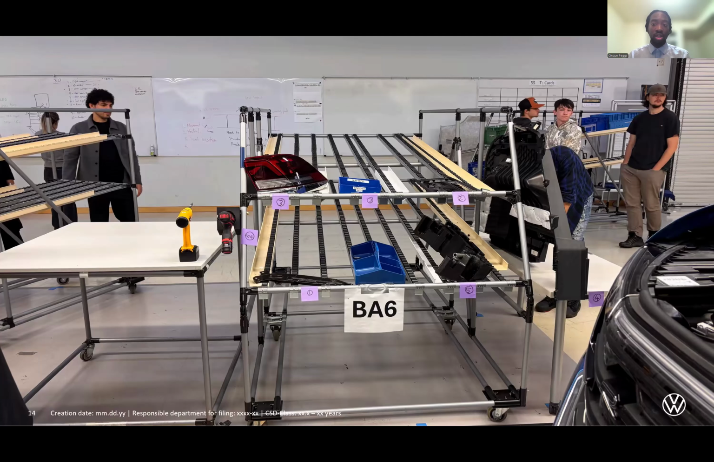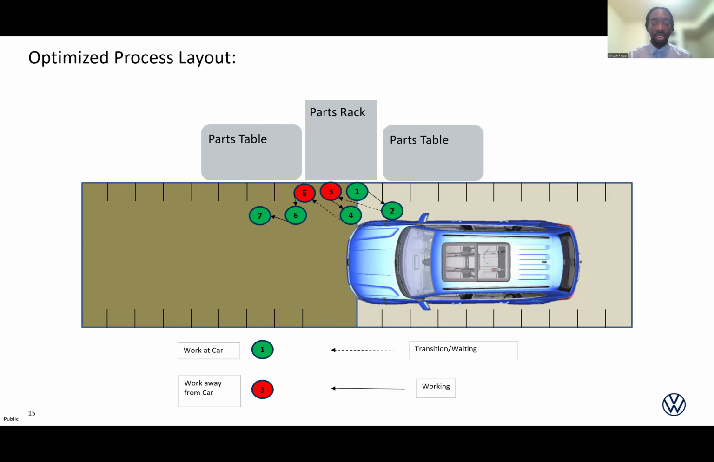So pictured here is our optimized final setup. We have one part rack and two small tables. That way, the worker is always within optimum reach, and we're reducing extra waste like movement, waiting, and all that good stuff. Visually, in our optimized process layout, we saw earlier there was a lot of back and forth. There's not as much of that in our optimized layout. We're also, as mentioned previously, only working with two tables and one parts rack.